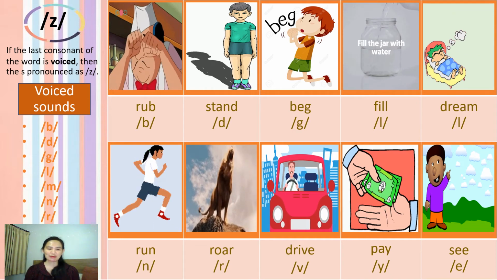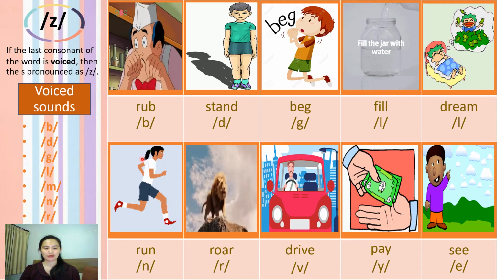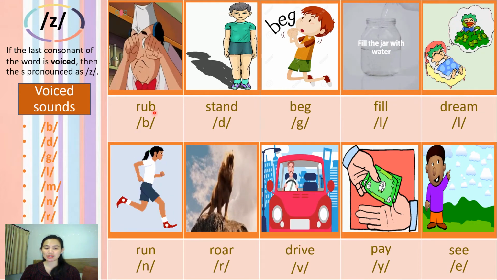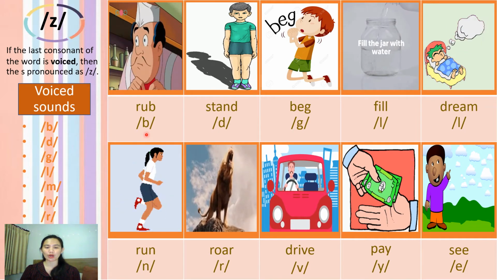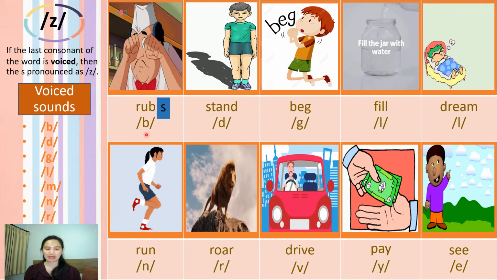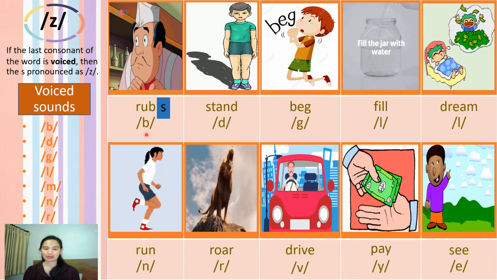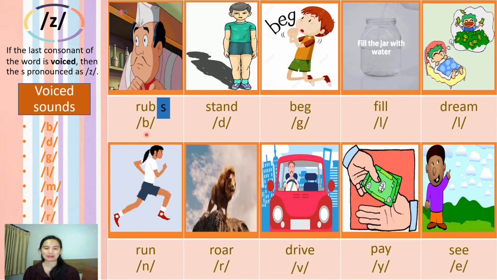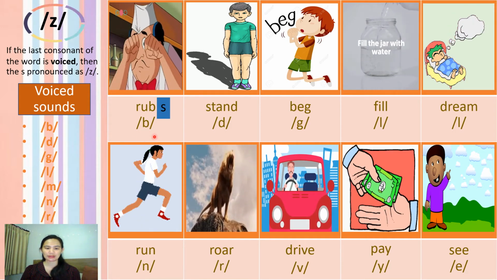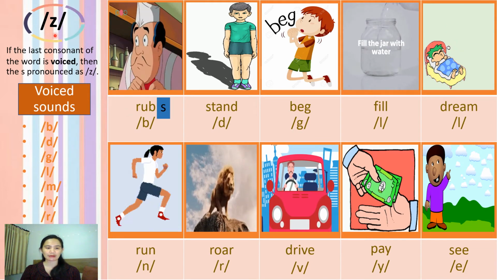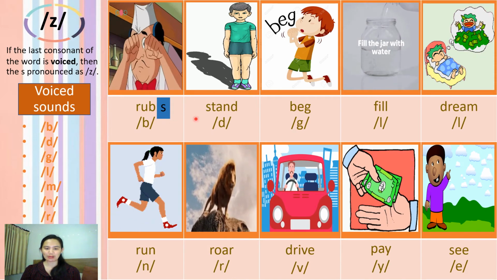Now let's go to the first word. We have the word rub. The word rub ends with the consonant sound of b. Rub. Let's make it into a simple present tense by adding s at the end. We're going to read the word as rubs. Okay? So since the word ends with a b sound, the s at the end sounds like z. Rubs.